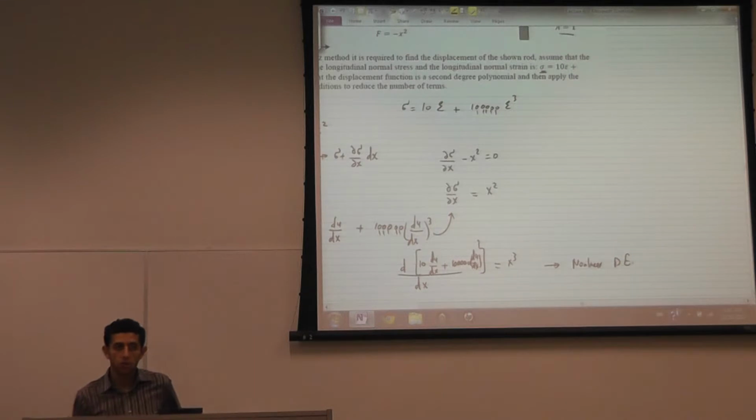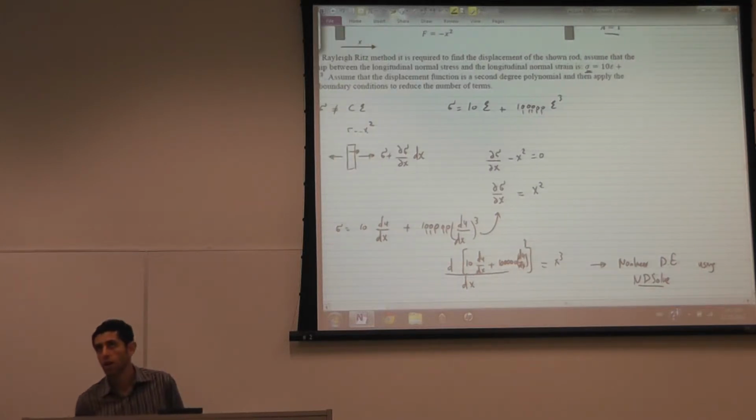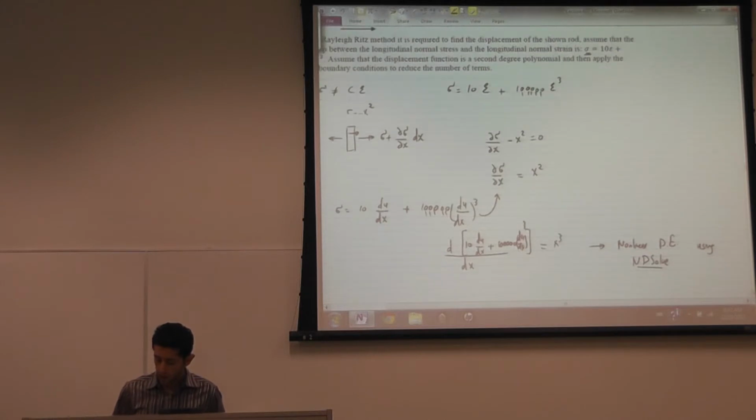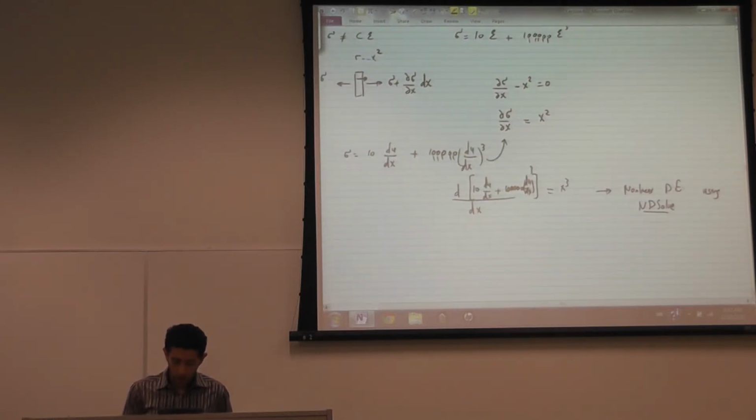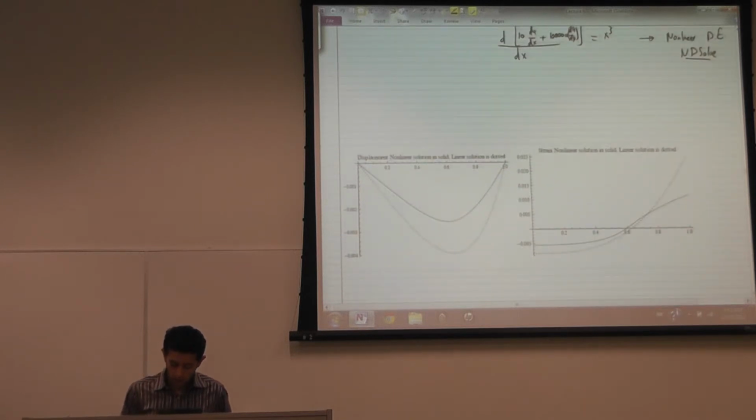And the only way you can solve this differential equation is using, in Mathematica, what is it called? NDSolve, numerical differential equation solve. I think they use Runge-Kutta to solve non-linear differential equations, and you get the solution for the displacement and the solution for the stress of this form.